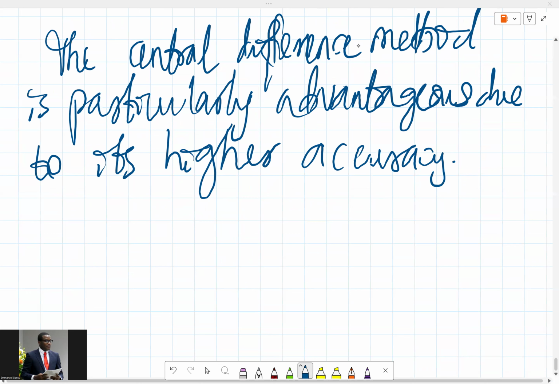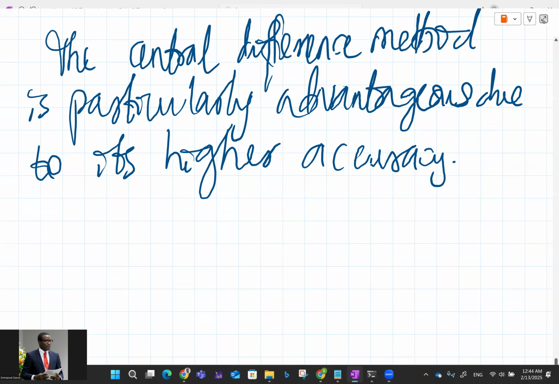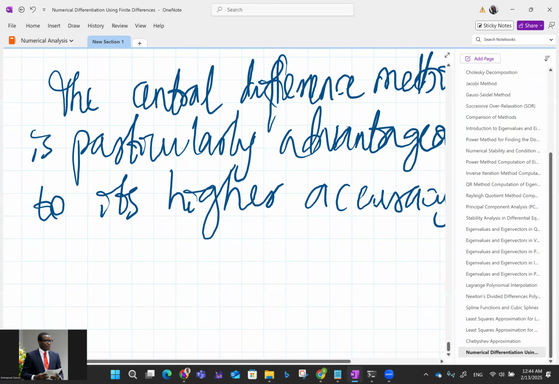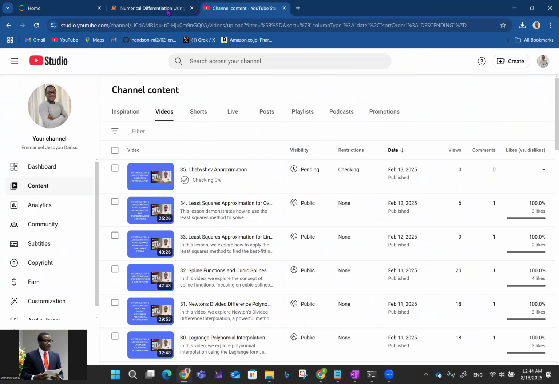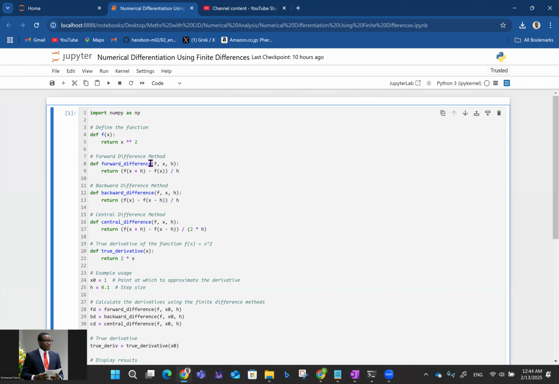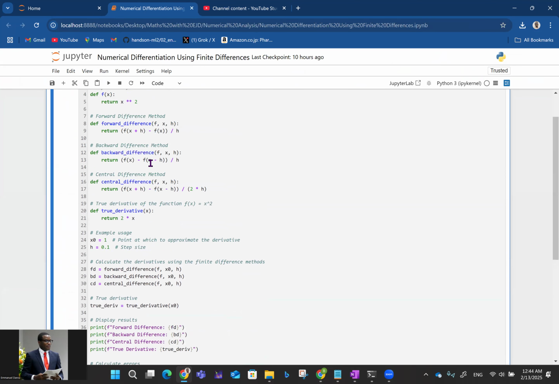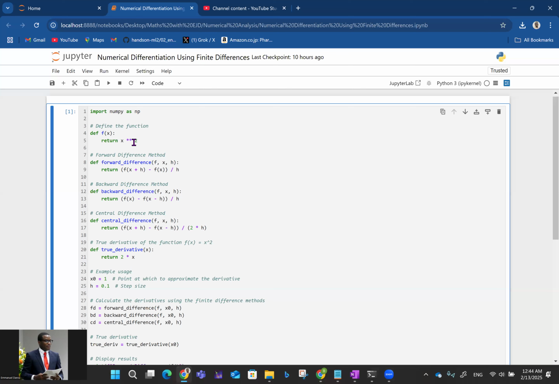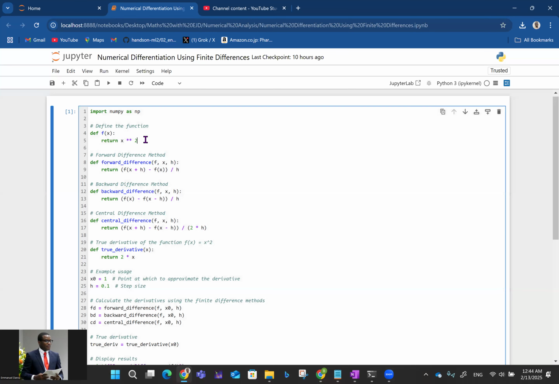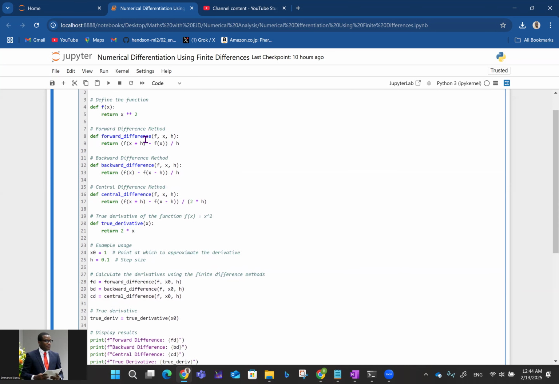And like I always like to do, I like to show you the Python implementation of almost everything. So here, this is the Python implementation for this. We have the function x squared, which we are trying to work on. If you have another function, you can define it there. Then you define forward difference, backward difference, central difference as functions, and the true derivative is here as 2x. So whatever you have here, you also have to do the true derivative here.